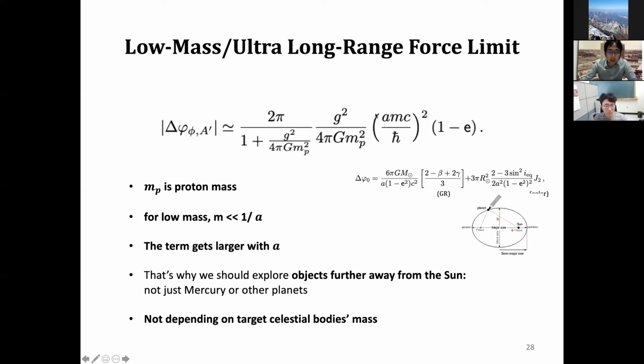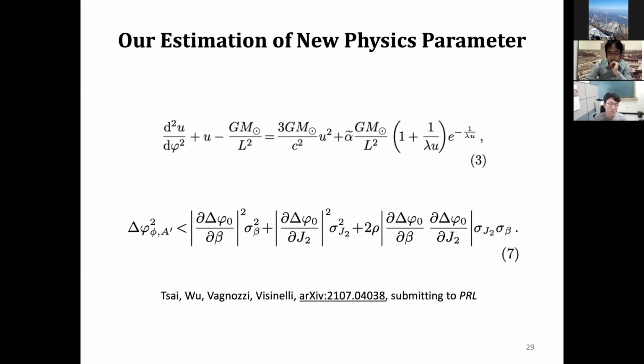And also, this term does not really depend on the asteroid's mass. So even the light stuff is fine. You can also study things that are light. It doesn't matter to your results too much. So this is a cool equation to look at and know what we can do for the future. Okay. So now we are going to the almost final step.